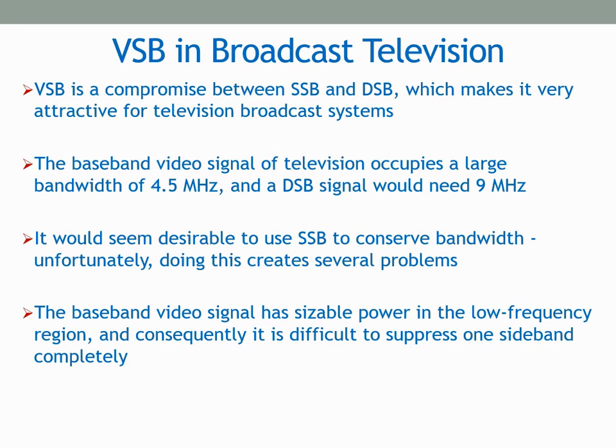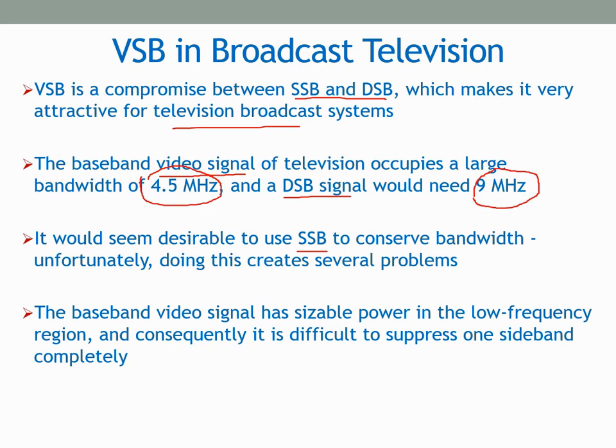Now, where is this signal used? It's generally used in broadcast television. VSB is a compromise between SSB and DSB, which makes it very attractive for television broadcast systems. The baseband video signal for television occupies a large bandwidth of 4.5 megahertz, and if we use a DSB signal, this becomes 9 megahertz, twice of 4.5. So it would seem desirable to use SSB to conserve bandwidth, but doing so creates other problems.